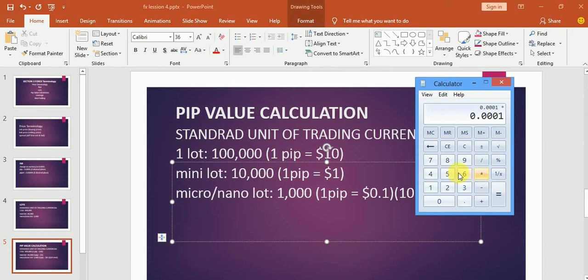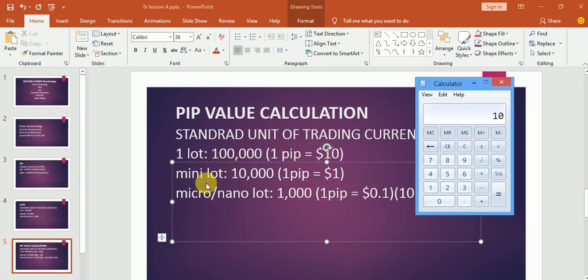1 pip times 1 lot, 100,000, equals what is giving us 10. So if you select 1 lot and you are able to trade with 1 lot, with 1 pip rise you are getting $10, and with 1 pip decrease you are losing $10.